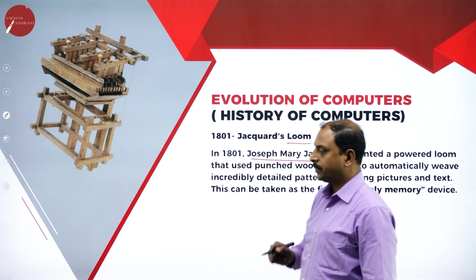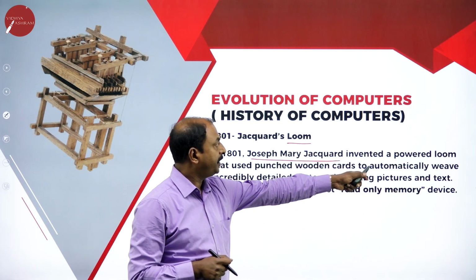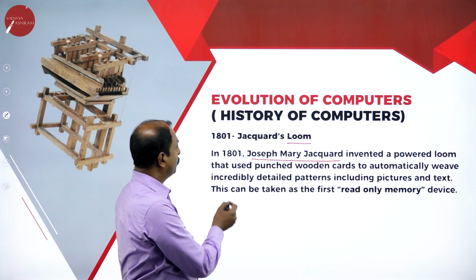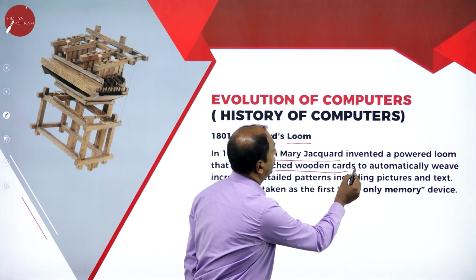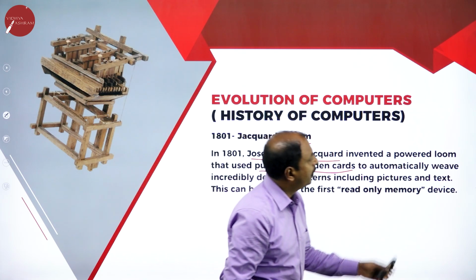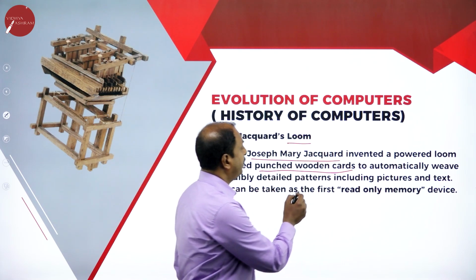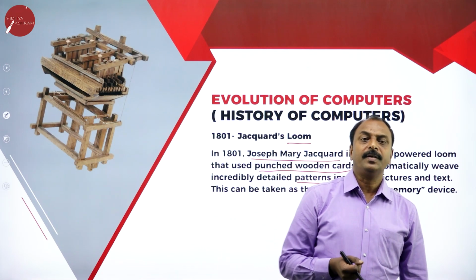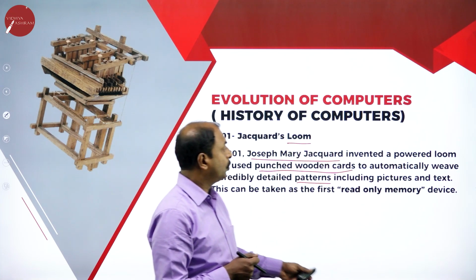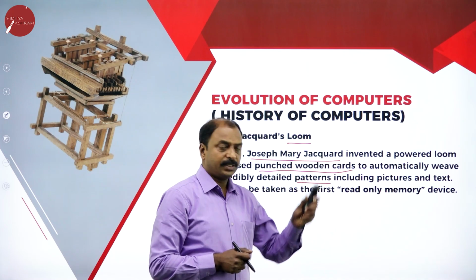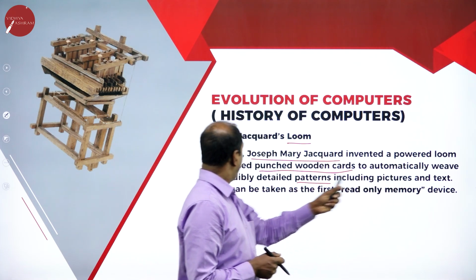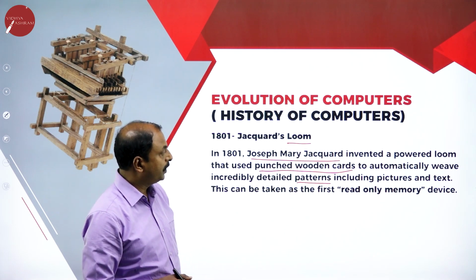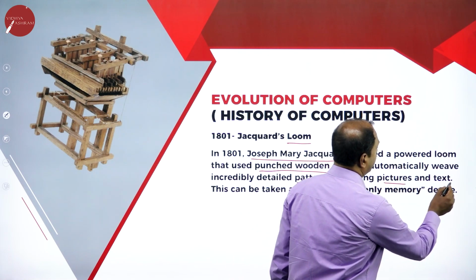This is the Jacquard loom, and Joseph Marie Jacquard invented a loom named the Jacquard loom. The Jacquard loom used punched wooden cards to automatically weave incredibly detailed patterns. As you know, these looms are used for designing different patterns. Similarly, the Jacquard loom used punched wooden cards to automatically weave a design. This is how they used to work with the Jacquard loom, including pictures and text.